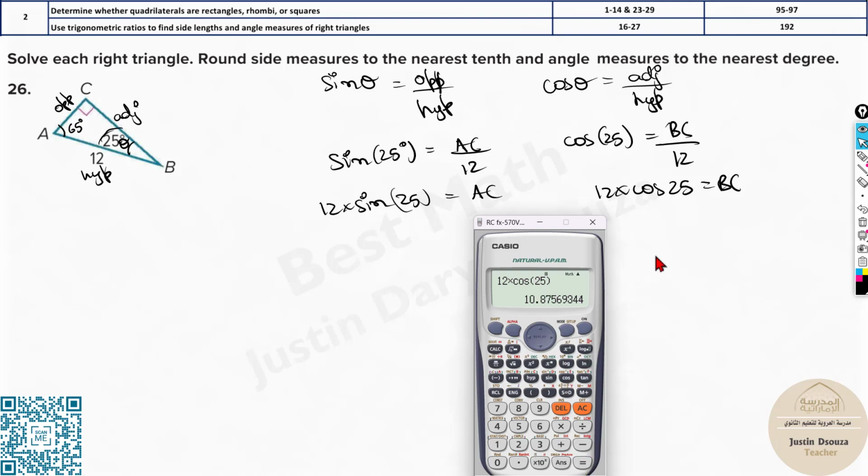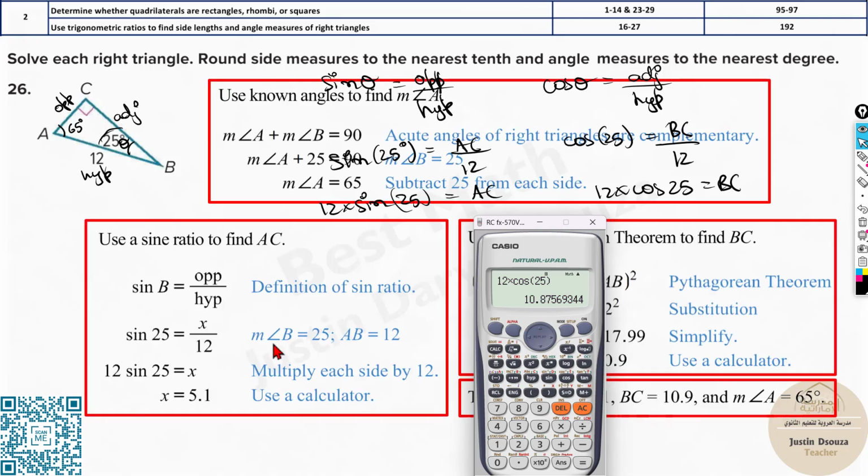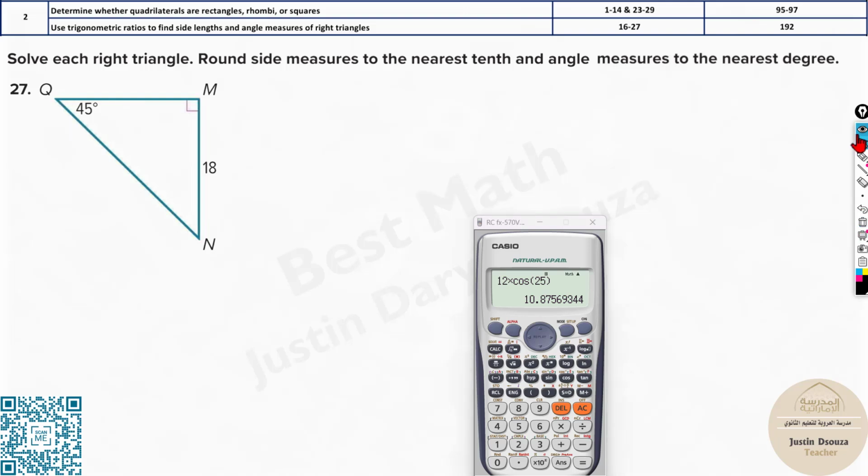This will be equal to 10.9 because 87 makes it 9. So it is 10.9 and 5.1. You can see these are the two answers. And over here it was 65 degrees. And the last problem, and it's been a long explanation video. Because all the problems are included, you can just skip whenever you've understood thoroughly. But now we will be solving the last one.